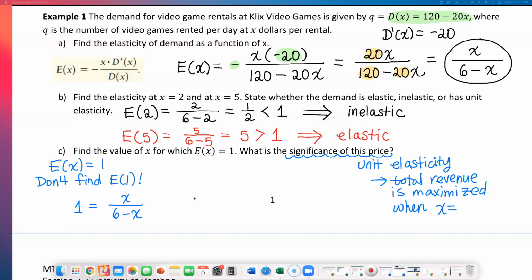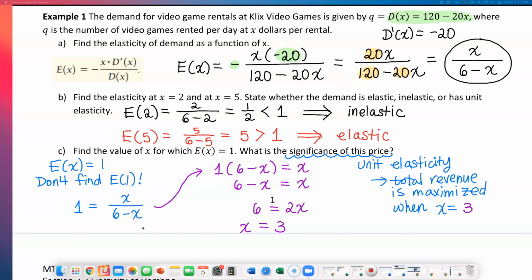I'm going to multiply both sides by 6 minus x. If I do that, I will get 1 times 6 minus x equals x. Okay, I multiply both sides by the bottom of this fraction. I can just say 6 minus x is equal to x then. Adding x to both sides will give me 6 equals 2x. Dividing both sides by 2, I will get x is equal to $3. So their revenue will be maximized when this video game is $3. Okay, so that's how you can do this problem.